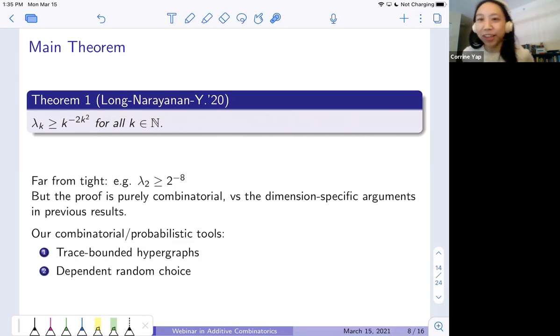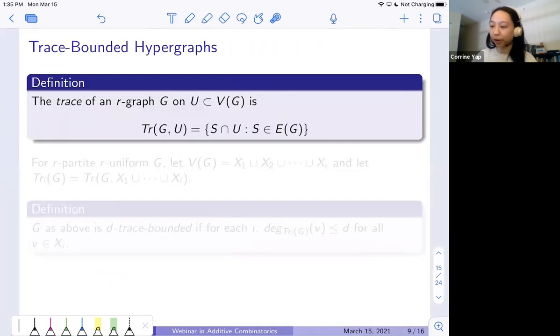Okay. So then let me go on to talk about the techniques that we used in our proof. So let me start with the notion of trace-bounded hypergraphs. I'll define the trace of a graph on a subset of vertices. You can think about it as sort of the projection of the hypergraph or the edges onto that subset. I'm just taking every edge in my graph and intersecting it with my chosen subset of vertices.